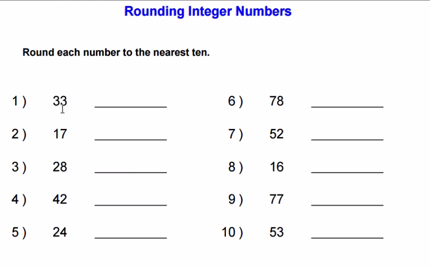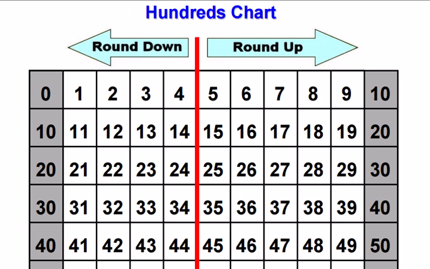So with this number 33, here are the rules to rounding. If you have numbers that are 4 and below, you're going to round down to 0. If you have numbers that are 5 and above, you're going to round up to 10. And the same goes for 14 and below, you're going to round down to 10. 15 and above, you're going to round up to 20, and so on and so on.